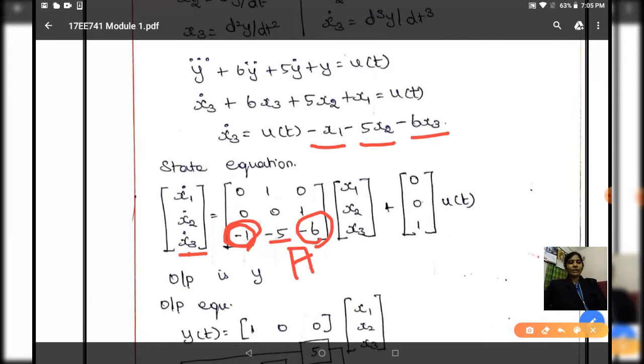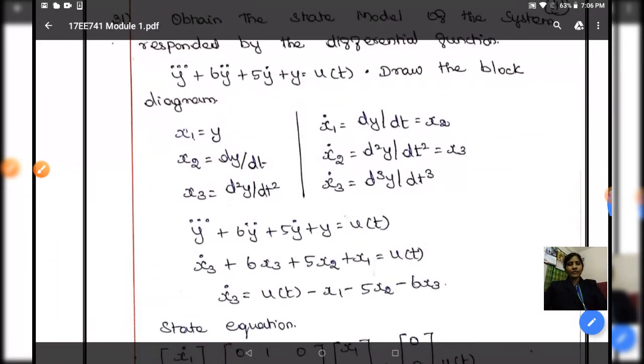How can we frame the B matrix? The B matrix is nothing but the coefficient of u in x1 dot. So what does the coefficient of u in x1 dot mean? Here you can see that x1 dot contains only x2, x2 dot contains only x3, and x3 dot contains the u factor.